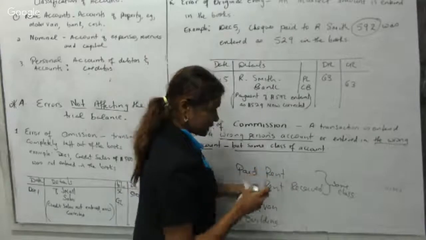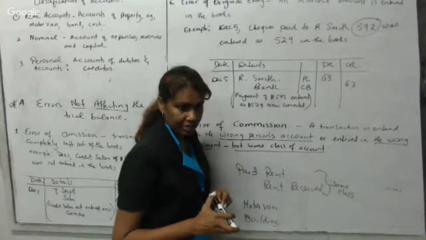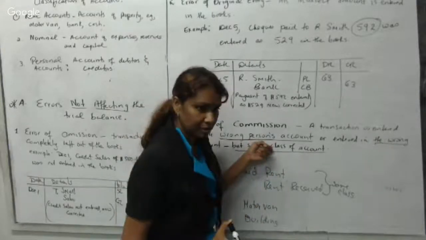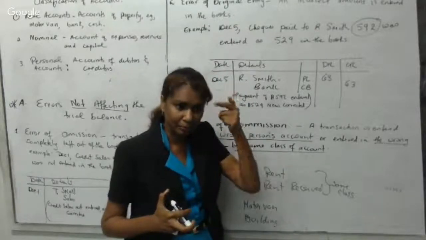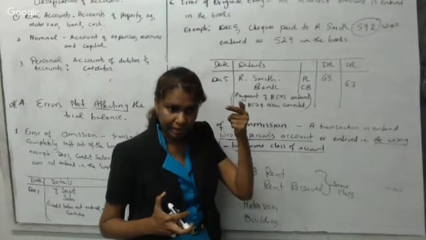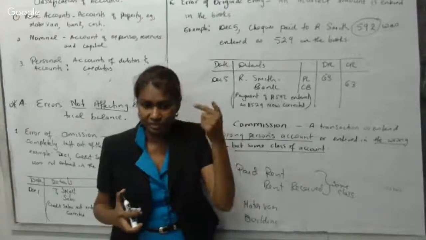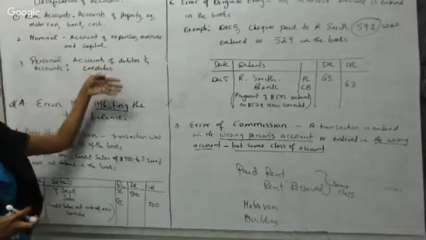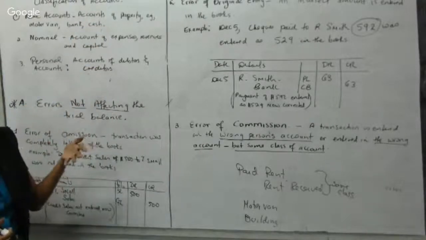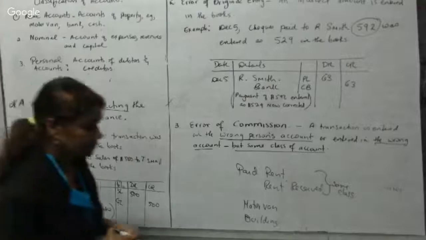I think for some reason, most times when they give you the error of commission, they tend to use the names of people. And because of that, somehow it is in our heads that a commission error has to do with the names of people. But it doesn't have to be the names of people. As long as they fall within the same class, it is still an error of commission.